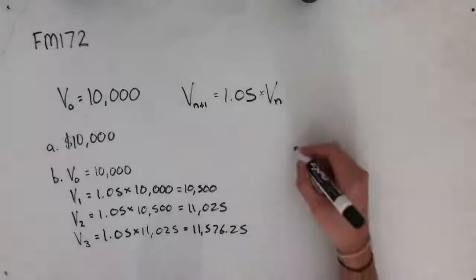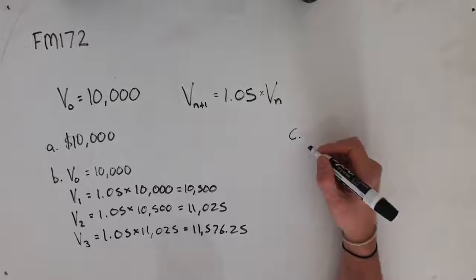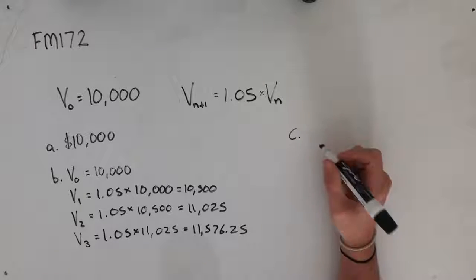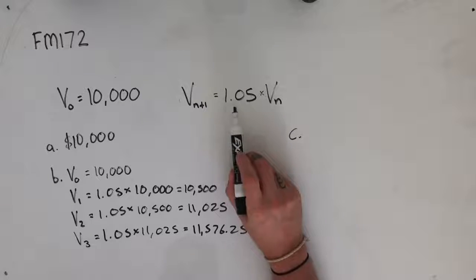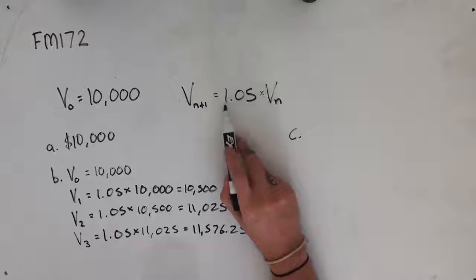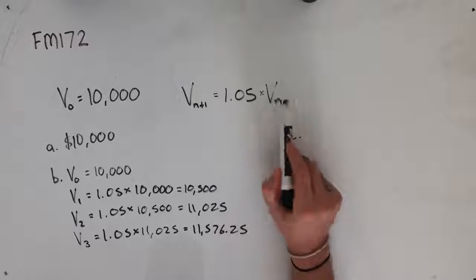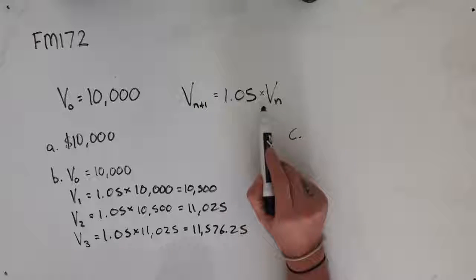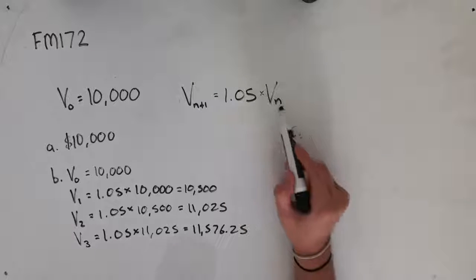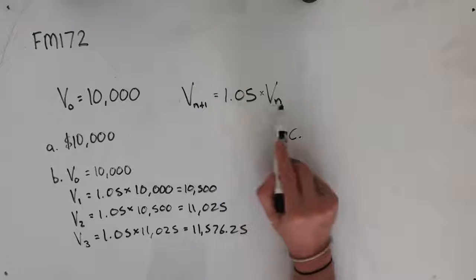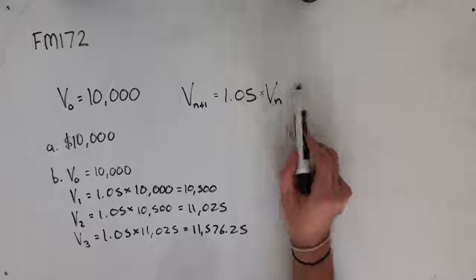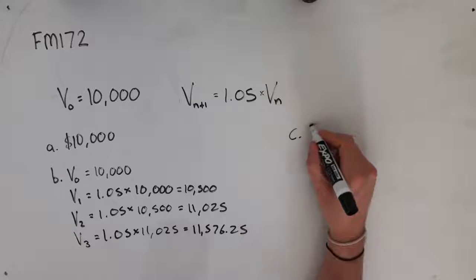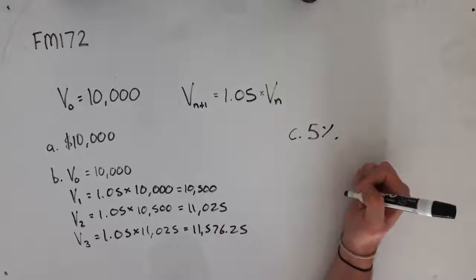Part C. Part C says, what is the annual compound interest rate for this savings account? In order to find that, we look up here at our rate. We've got a rate of 1.05. This 1 is telling us to keep our value from before, and this 0.05 is telling us to increase this value by 5%. So the 1 finds the whole value, and the 0.05 finds 5%. So together they say increase this value by 5%. Therefore, 5% is our annual compound interest rate for this savings account.